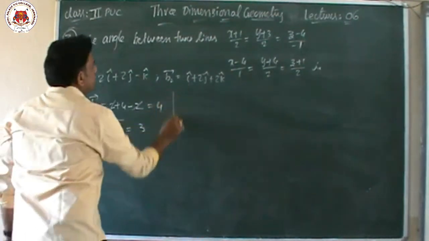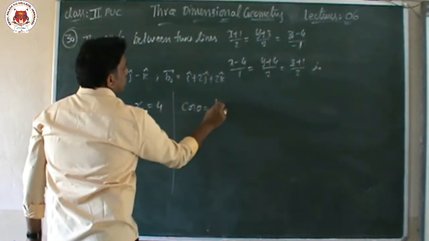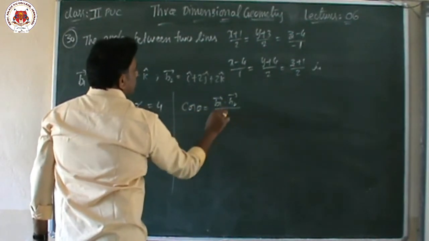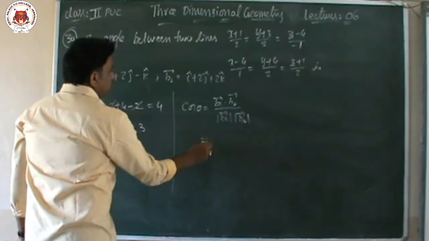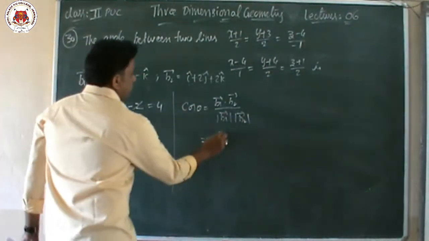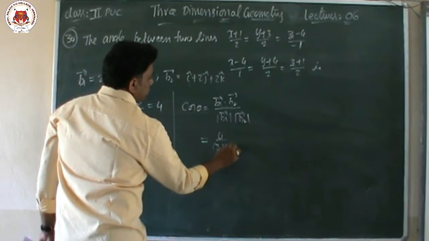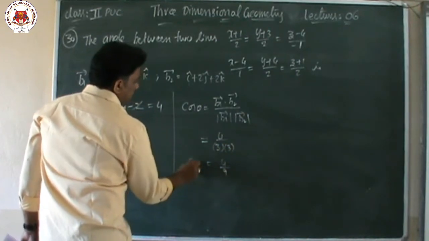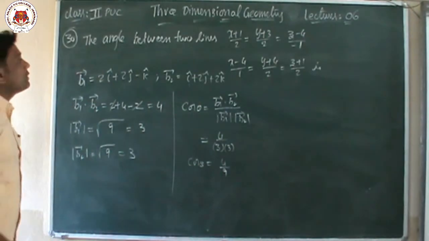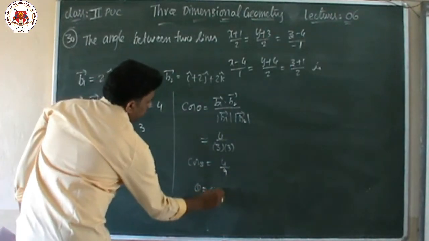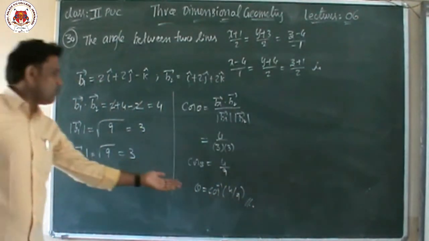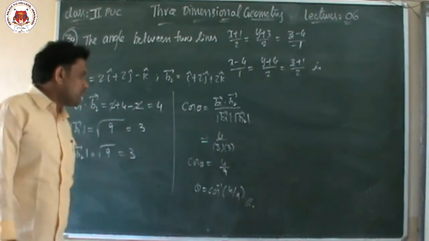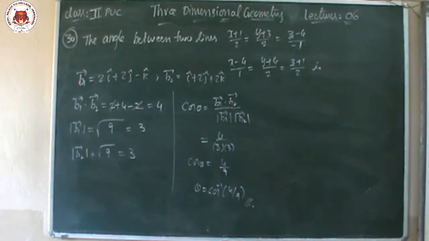Then we know the angle between two lines formula: cos theta equals B1 vector dot B2 vector divided by mod of B1 vector into mod of B2 vector. So B1 dot B2 is 4, mod of B1 is 3, mod of B2 is also 3. So 4 by 3 times 3, which is 9, equals cos theta. Then what is the angle between these two lines? Since we want the angle theta, cos moves to the other side as cos inverse. So the angle between these two lines equals cos inverse 4 by 9.